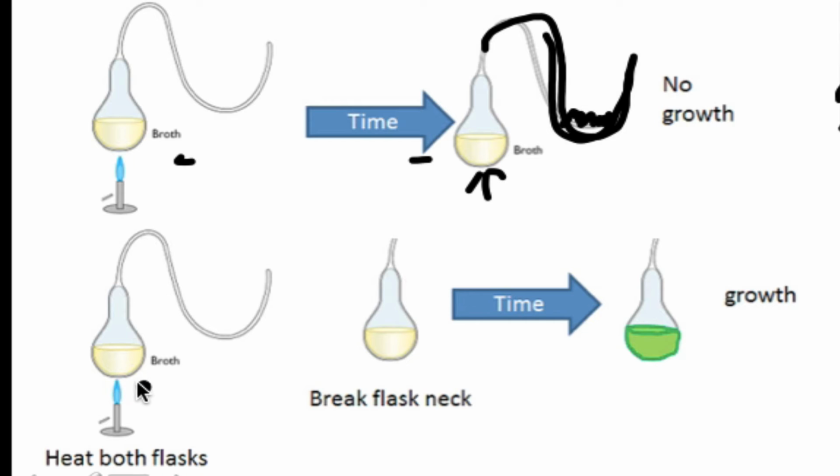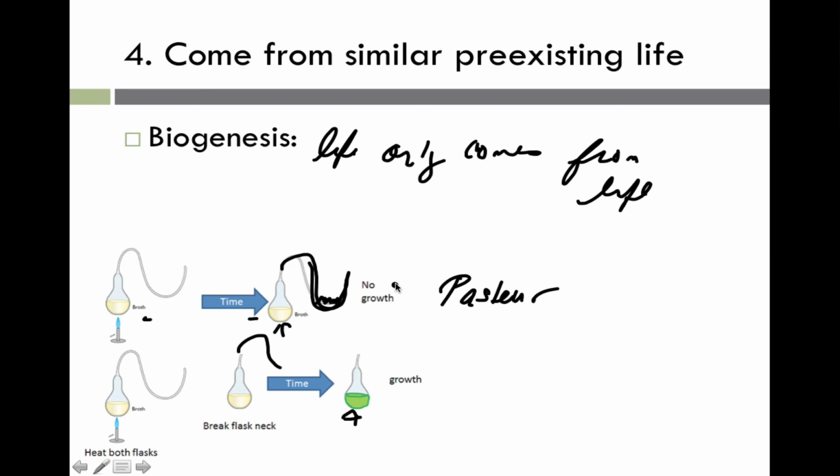The other side of that is when he didn't have that curve, because the flask was open, he could see the growth of the microorganisms there. But based on this, it shows that life does not spontaneously generate. So we use the term biogenesis. Life can only come from pre-existing life.